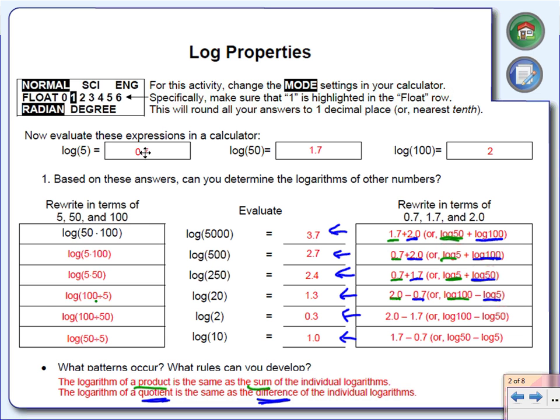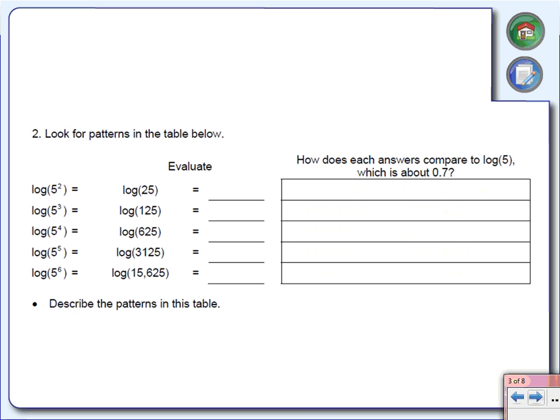All right, let's take a look at the next section, a little bit different here. On the next section, we're going to be looking for a pattern. The first thing they give us is the log of 5 squared. Well, first of all, what is 5 squared? 5 squared is 25, which is what we have right here, log of 25. So this and this are the same thing. So the question is, what is the log of 25?